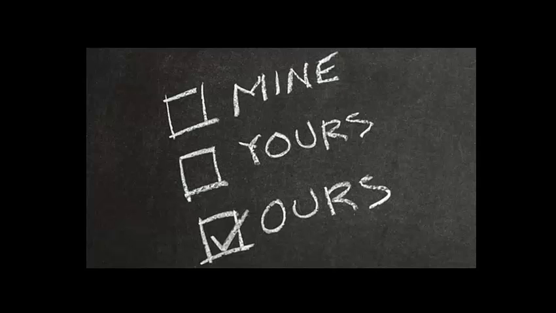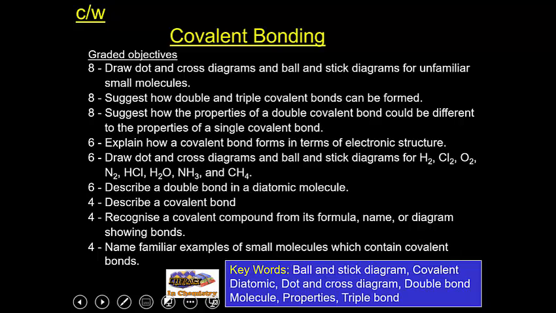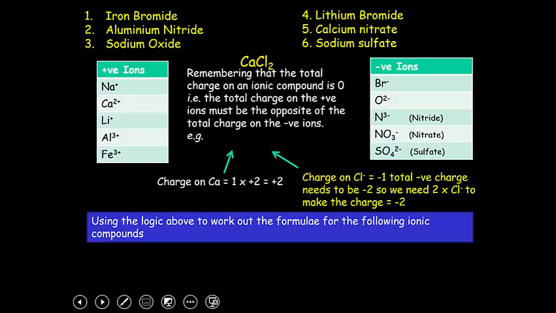Hello and welcome to this lesson, which is all about sharing because we are looking at covalent bonding. Now, up to now, we've looked at ionic bonding, where an electron is transferred from one atom to another atom. We're going to start by having a look at some ionic compounds and see how we decide how many of each atom are in the compound.